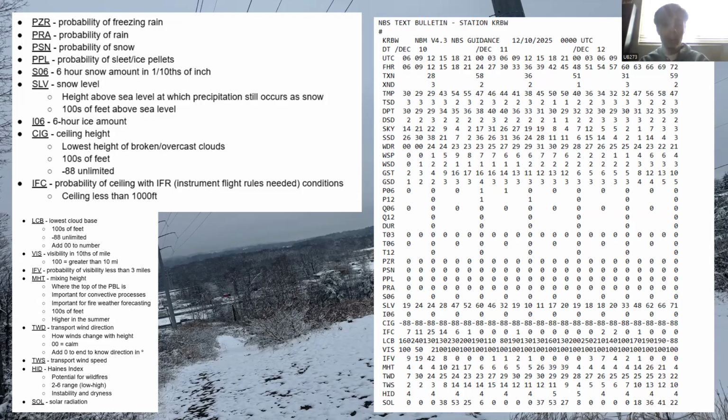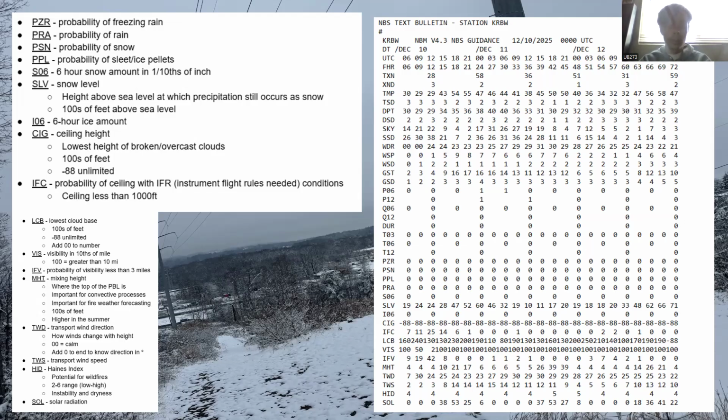SO6 is the 6-hour snow amount in tenths of an inch. Important because other things we have in hundredths; this is tenths of an inch. But of course, it's all zeros. Now we have snow level. That is going to tell us the height above sea level at which precipitation is still snow. Because of course, the temperature is lower higher in the atmosphere, and so it might be snow at first, but then it changes to rain.